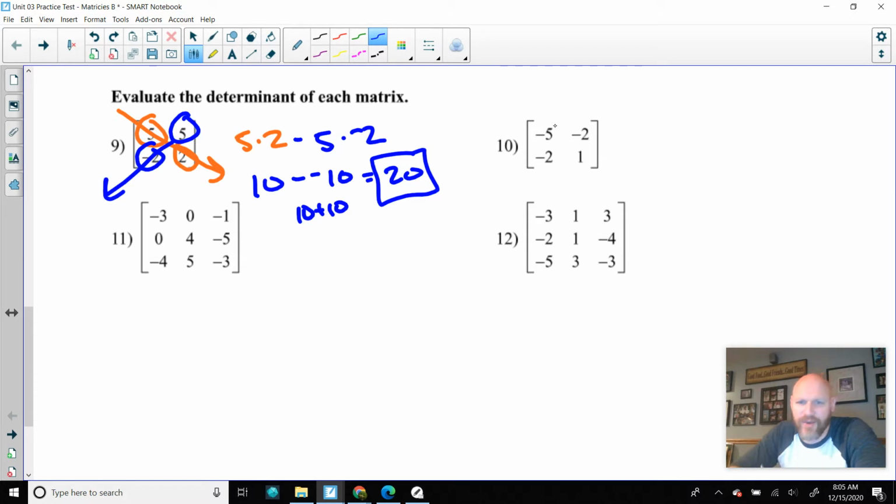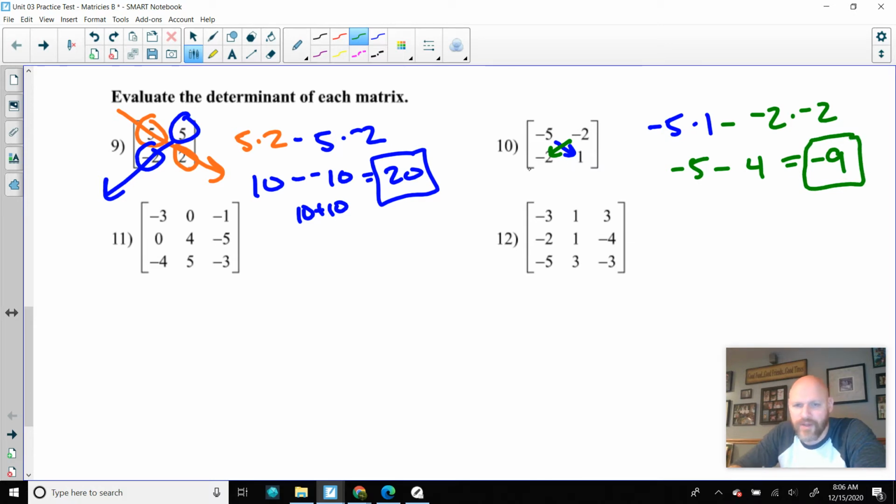We take a look at the next one. We're going to grab negative 5 times 1, right? We do it on the diagonal. Then we're going to subtract negative 2 times a negative 2. My bad, I think I said it was positive, but it's negative 2 times negative 2. And then we're going to do this math. Negative 5 and 1 is a negative 5, minus negative 2 and negative 2, which is positive 4, but we're going to do negative 5 minus 4, which gives us a negative 9.